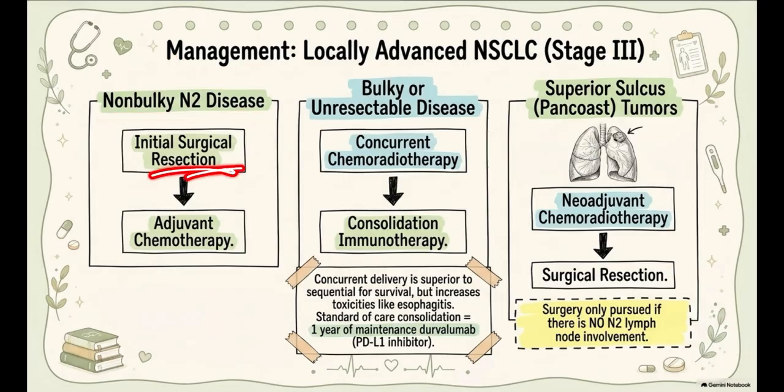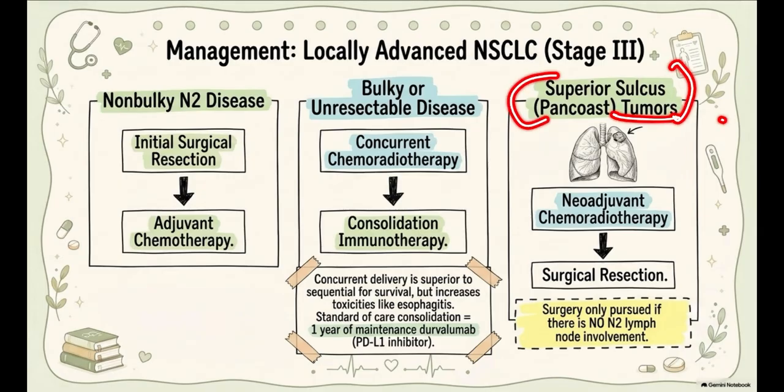For non-bulky N2 disease, we start with surgical resection, followed by adjuvant chemotherapy. But if the disease is bulky or unresectable, you must use concurrent chemoradiotherapy. Delivering them together is superior for survival, even though it increases toxicities like esophagitis. This is followed by exactly 1 year of maintenance durvalumab. That is the standard of care consolidation immunotherapy.